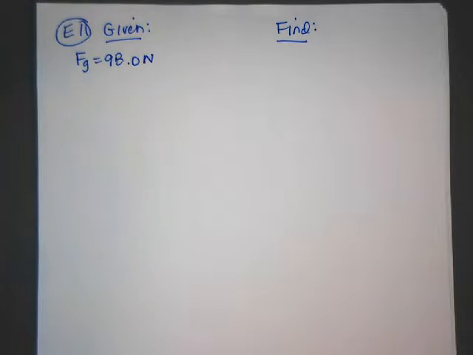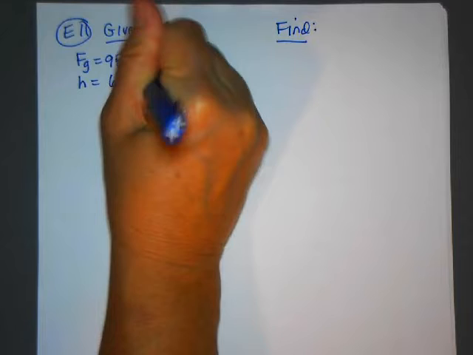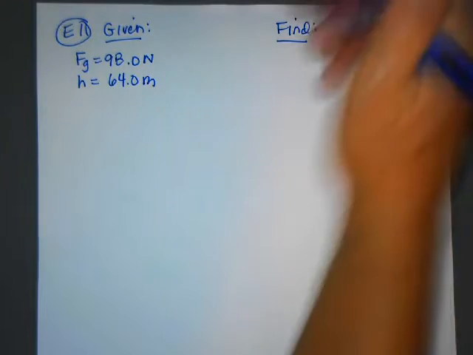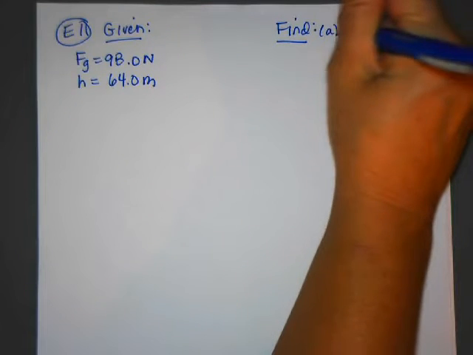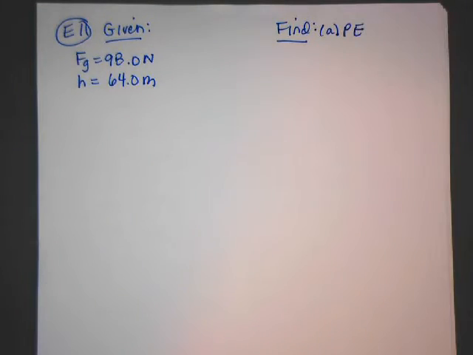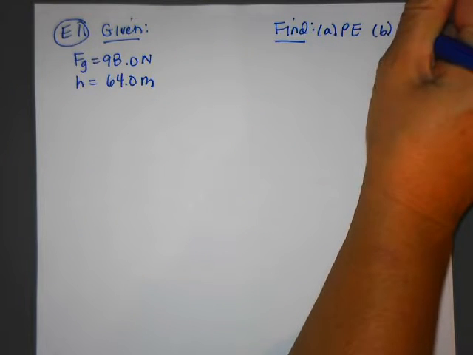Falls 64 meters, so that's our height. What is the potential energy of the block at 64 meters? So we want to find the potential energy. What is the speed of the block when it strikes the ground? So we want to find Vf.